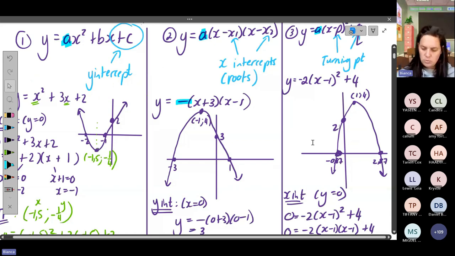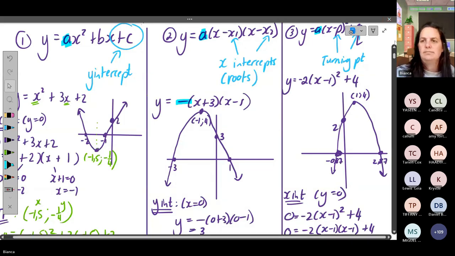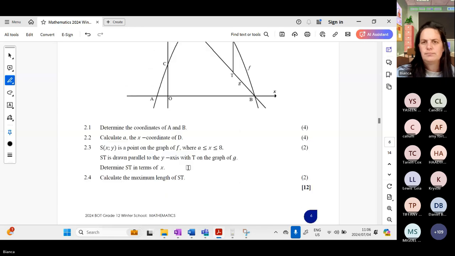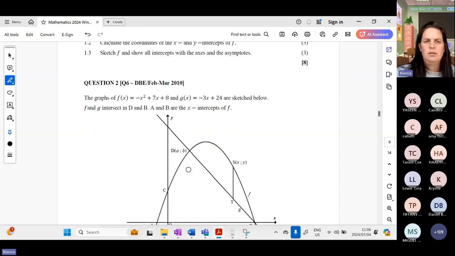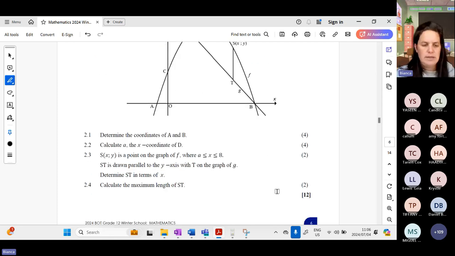And I want you to look at the first question. I think it's on page 6. I will project it in a minute. Yeah, on page 6, question 2. Yeah, this one over here, page six, question two. You can see the little parabola. They give you a parabola and a straight line function. All right, and these are the questions I would like you to do.